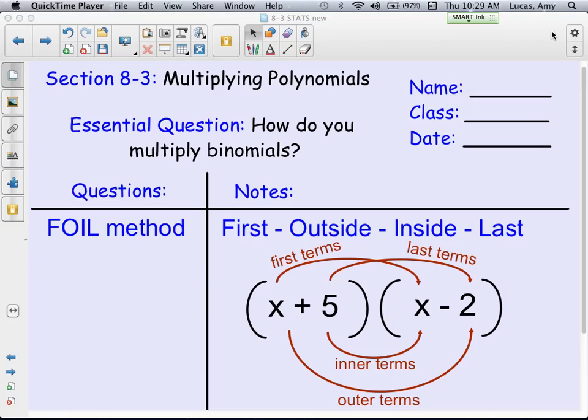And it can help you remember that when you're multiplying binomials, you're not just going to get two terms. There are four of them. So you multiply together the first term in each. Then you multiply the outer terms, which would be the very first term and the very last term. Then you multiply together the inner terms, so the two that are on the inside, and then you multiply together the last terms. I'm going to show you two different ways of connecting the FOIL method.